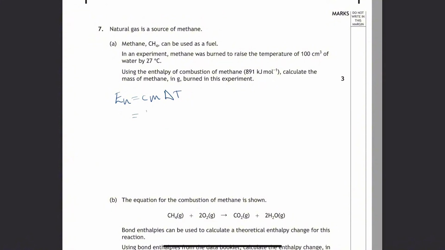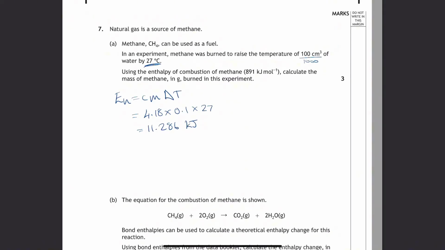But anyway, so c is 4.18 because we're using water. m is the mass of water, so you need to divide that by 1,000 to put it into kilograms. So 0.1, and then the temperature change is 27 degrees. So put that in a calculator, times 27, so that's 11.286 kilojoules. So that's the amount of energy we need.